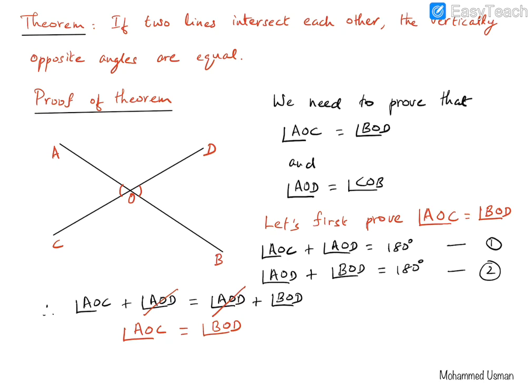So that means this angle AOC here is equal to angle BOD. These are vertically opposite angles and we have shown that they are equal. Next we will prove that the other pair of vertically opposite angles are also equal, that is, angle AOD and angle COB are also equal. In a similar way we can prove that AOD and COB are also equal.